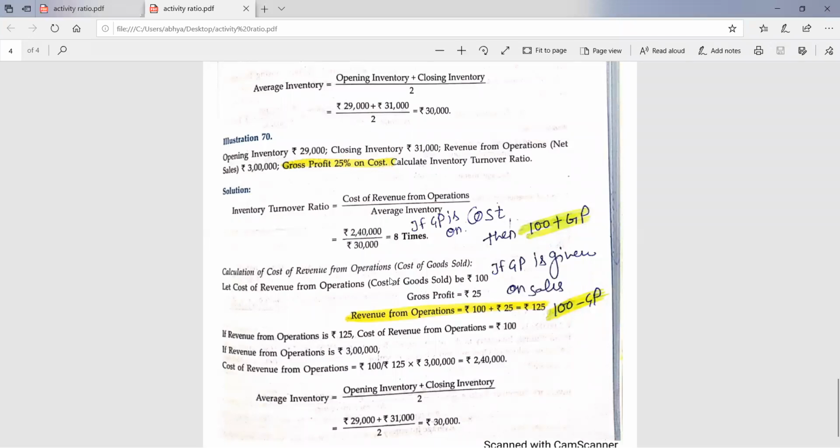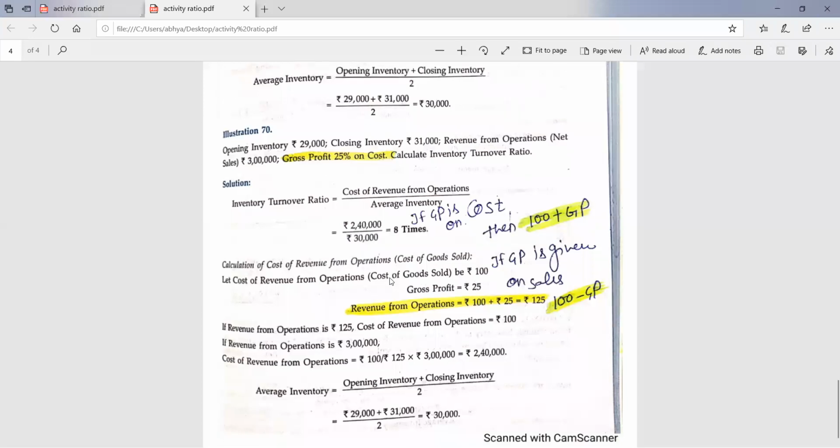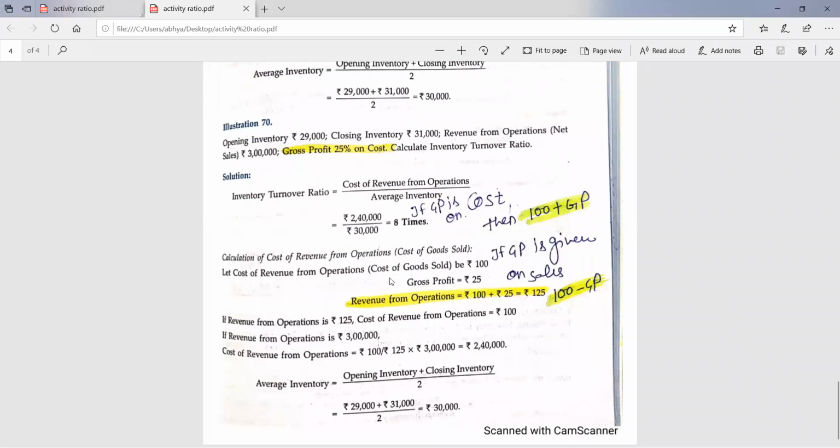So 100 plus GP when sales are given and GP is on cost. Why on cost am I adding GP? Because goods are sold at cost plus profit. That's why in cost I am adding GP. And when cost price is given and we have to find out the sale, and GP is given on sale, then to find out the cost from sale, we have to deduct the GP. So I have deducted the GP here. So many students have given me correct answers.